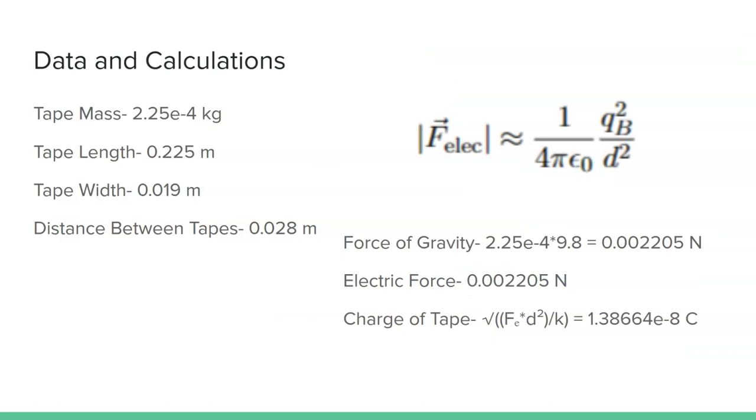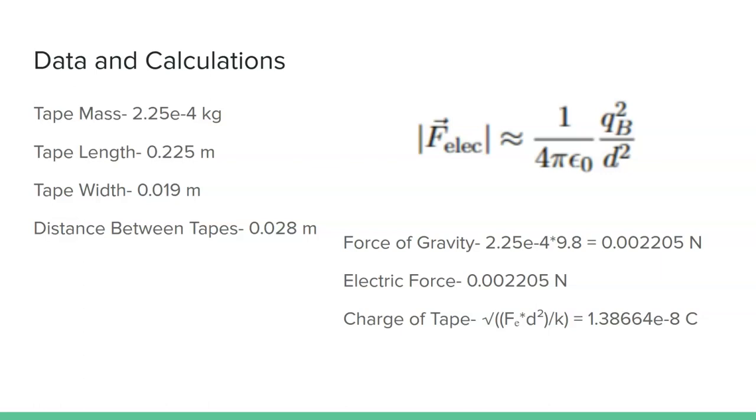So for my data and calculations, the tape mass was 2.25 E-4 kilograms. The tape length was 22.5 meters. Tape width was 1.9 centimeters, and the distance between the tapes was 2.8 centimeters.